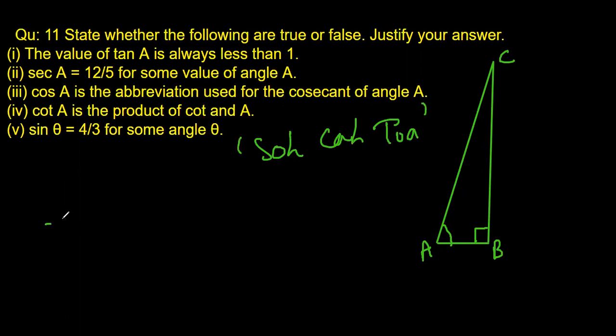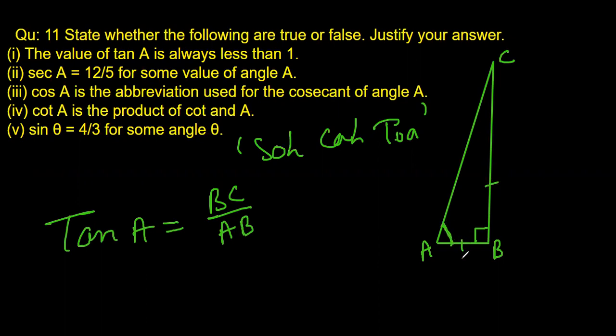what was tan theta, or tan A in this case? Tan A is opposite by adjacent. So BC divided by AB. For angle A, opposite is BC and adjacent is AB. So BC by AB. In this case, we can see in the diagram itself, the BC looks much longer than AB. So the fraction BC by AB is going to be bigger than 1.